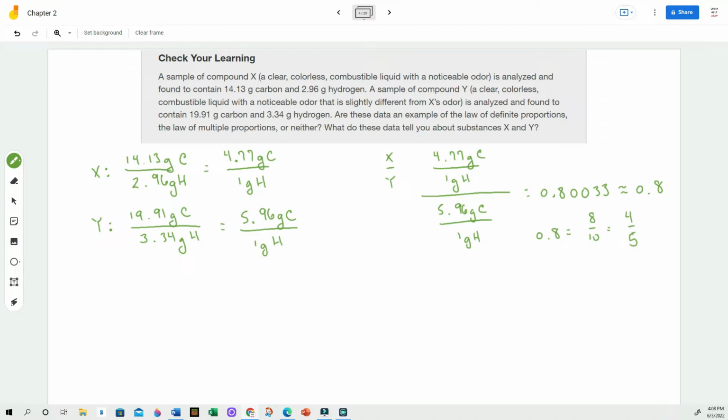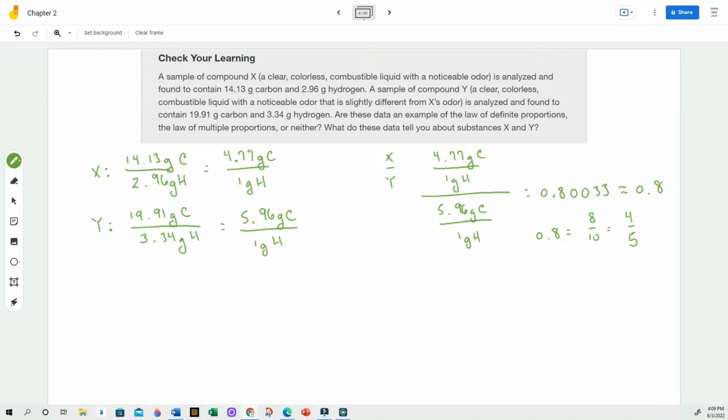So this problem supports the law of multiple proportions. It means that even though X and Y are both clear, colorless, combustible, and both have an odor, they are different compounds. They have a different ratio of hydrogen to carbon or carbon to hydrogen.